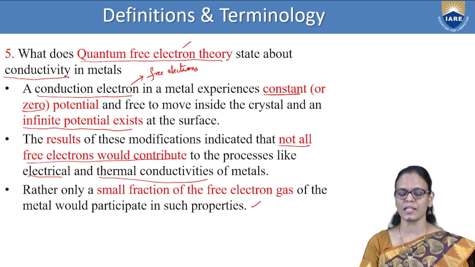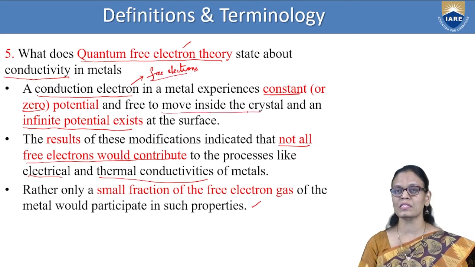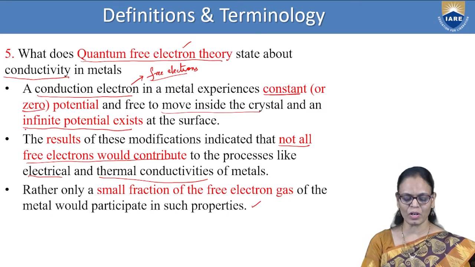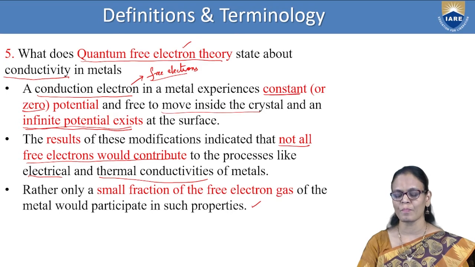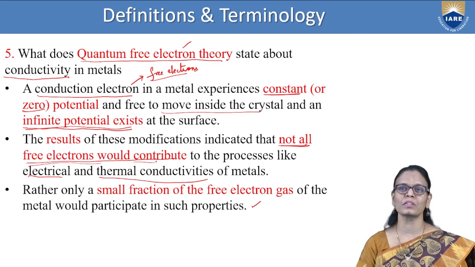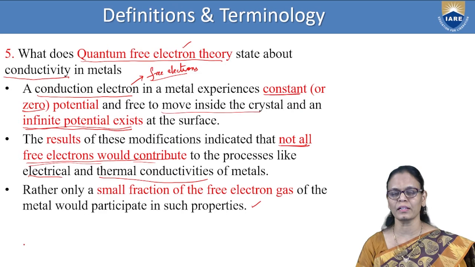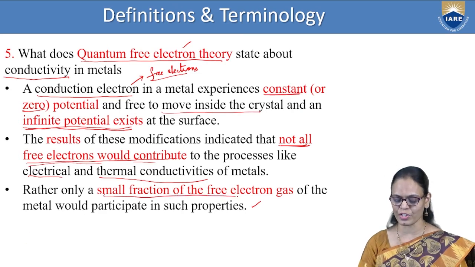So first thing is there are free electrons, and these free electrons are free to move inside the crystal, but they cannot come out because of the infinite potential that exists at the surface. And because of this, what is the result? All free electrons would not contribute to the thermal and electrical conductivities, and only a small fraction of the free electron gas contributes to these properties.